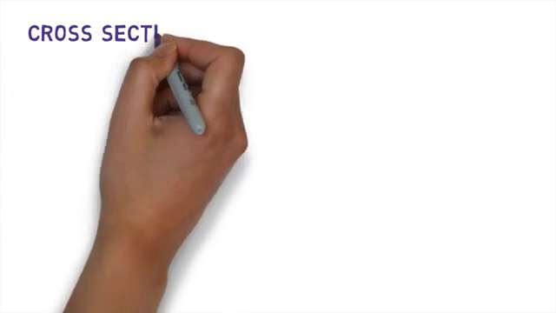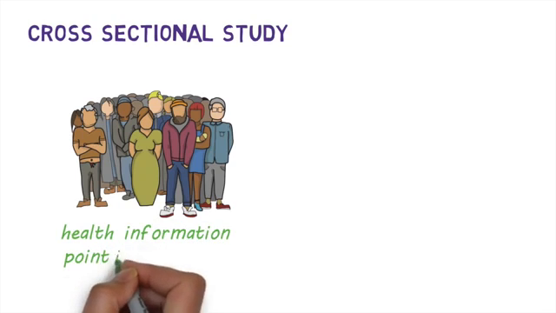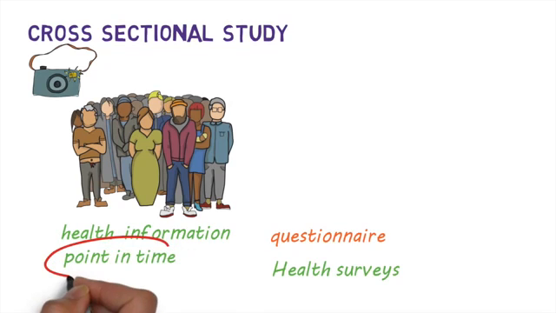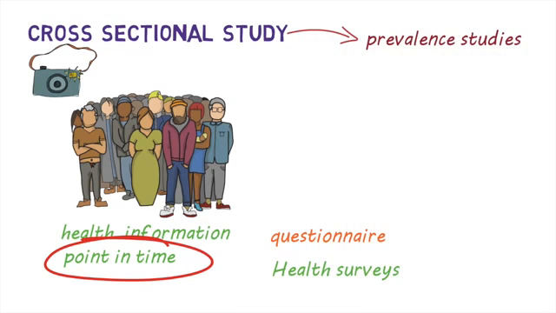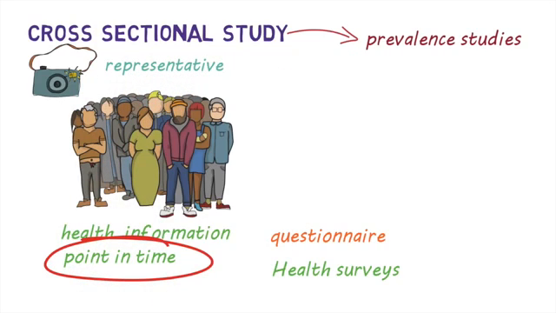A cross-sectional study takes a selected population and measures health information at a given point in time, giving a snapshot of their health. It usually involves asking participants a series of questions using a questionnaire. Health surveys that collect health information about people in a population is an example of a cross-sectional study. Because these studies commonly measure how many people have a disease at a particular point of time, they're also called prevalence studies. It's important to make sure that the selected population is representative of the total population.